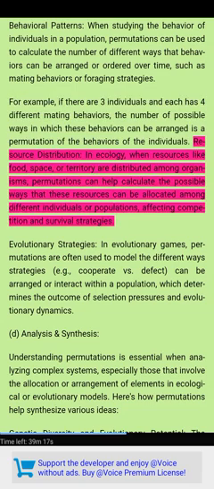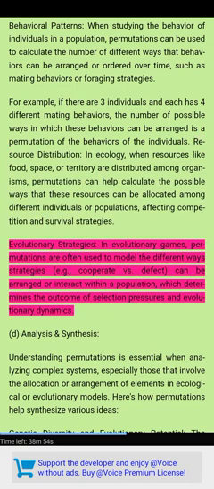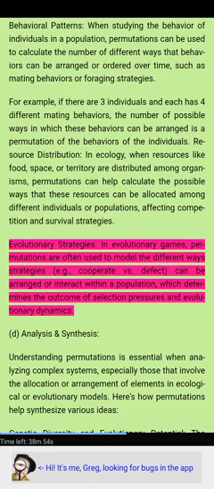Resource distribution. In ecology, when resources like food, space, or territory are distributed among organisms, permutations can help calculate the possible ways that these resources can be allocated among different individuals or populations, affecting competition and survival strategies. Evolutionary strategies. In evolutionary games, permutations are often used to model the different ways strategies, e.g., cooperate versus defect, can be arranged or interact within a population, which determines the outcome of selection pressures and evolutionary dynamics.